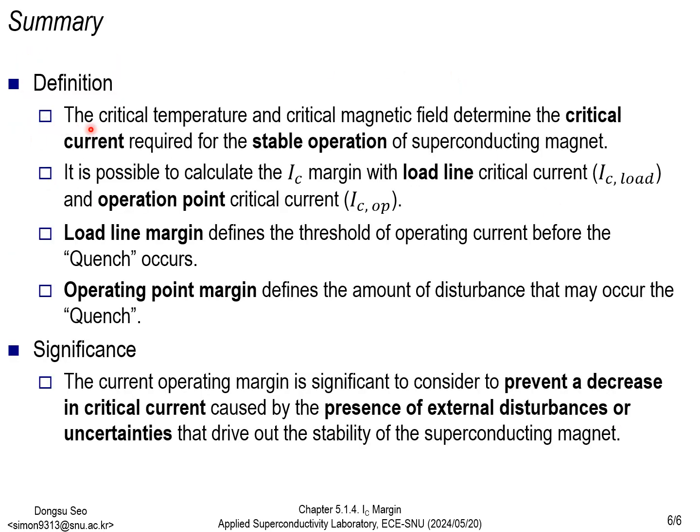In this lecture, we reviewed that the critical temperature and magnetic field determine the critical current required for maintaining the superconducting state. Then, we covered two critical current margins calculated with load line critical current and operating point critical current. The graph figure in the previous slide showed that the load line margin is the threshold of operating current before the magnet quenches, and the operating point margin is about the required amount of disturbance that may lead to a magnet quenching. One of the key takeaways from this lecture is that the current operating margin may prevent a decrease in critical current caused by external disturbances or uncertainties that may deteriorate the superconductor's stability.